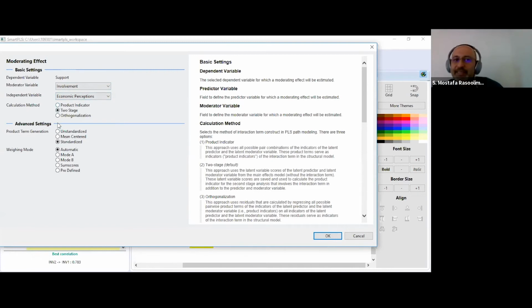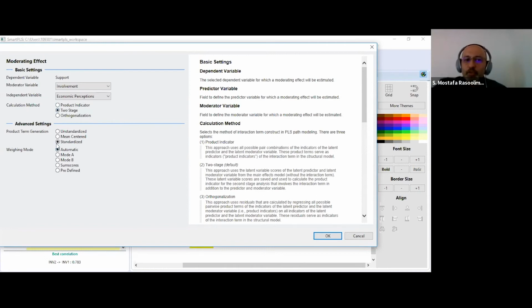Here you can choose different methods. Product indicator: if both are reflective, you can choose product indicator or two-stage. If one of the moderator or IV is reflective and one is formative, you have to choose two-stage. But if you choose two-stage, you are safe. Two-stage can be selected for all situations, right? And here you can see the default is two-stage.